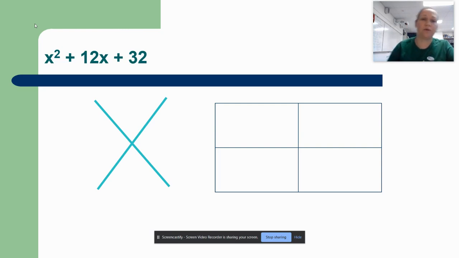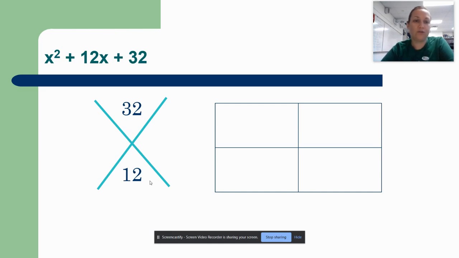To do your X, what you're going to do is you're going to do the first number, not letter, number. Now the first number is a 1 in this one, times the last number. So 1 times 32, and we're going to put that on top of the box up here. And then you're going to take your middle number, and you're going to put it on the bottom of the box down here. So the first times the third on top, and the middle one on the bottom. And we'll write all that down later. I have a slide that tells you how to do that. Right now, we're just practicing.